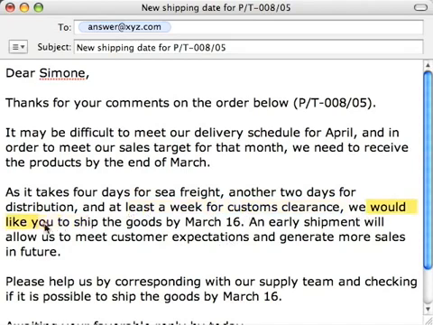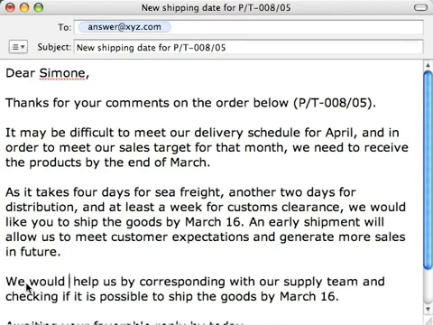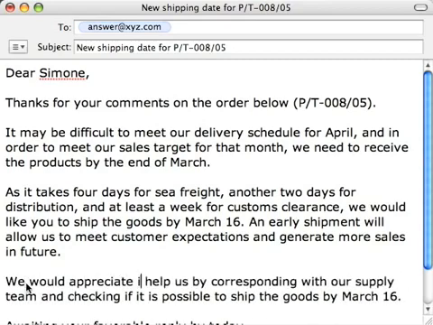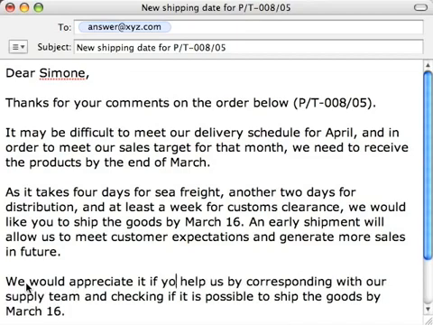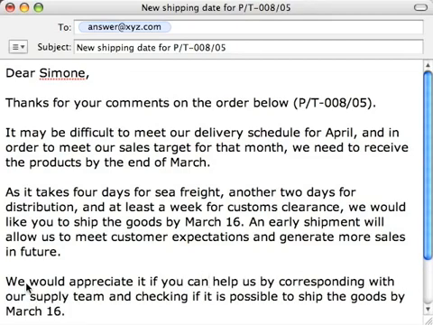The first request uses an indirect verb form and is very polite, but the repeat request may be a little too direct. We can make it less direct and more polite by changing it to, "We would appreciate it if you can help us by corresponding with our supply team." So we've used "would," a modal verb, to soften the language of the request.